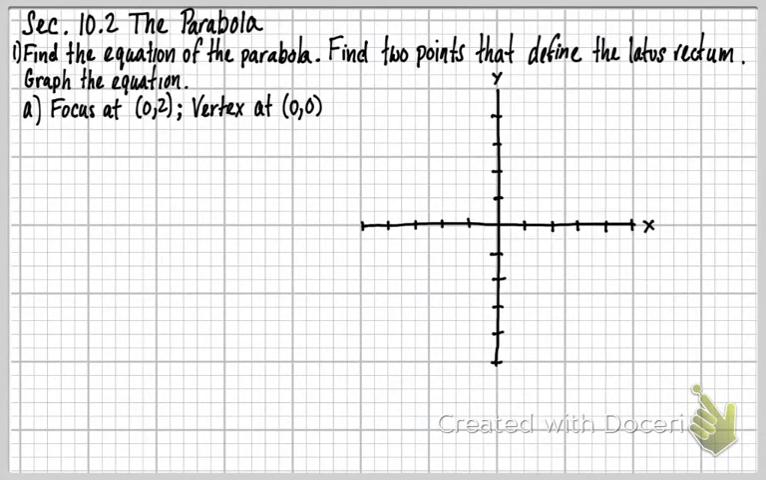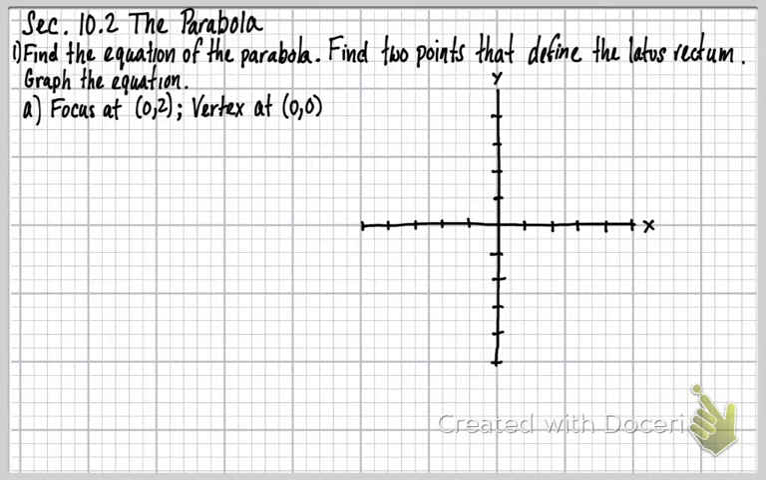This problem says find the equation of the parabola. And then it says find 2 points that define the latus rectum. And then it says graph the equation. So what we're going to do here is we're going to do all 3 of those things. So this also includes the latus rectum that I kind of talked about previously.